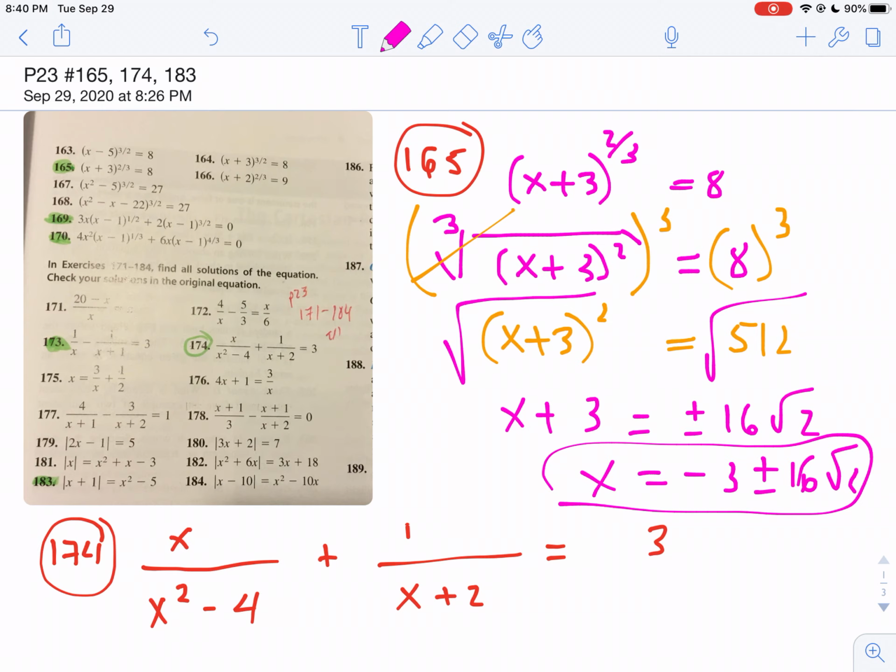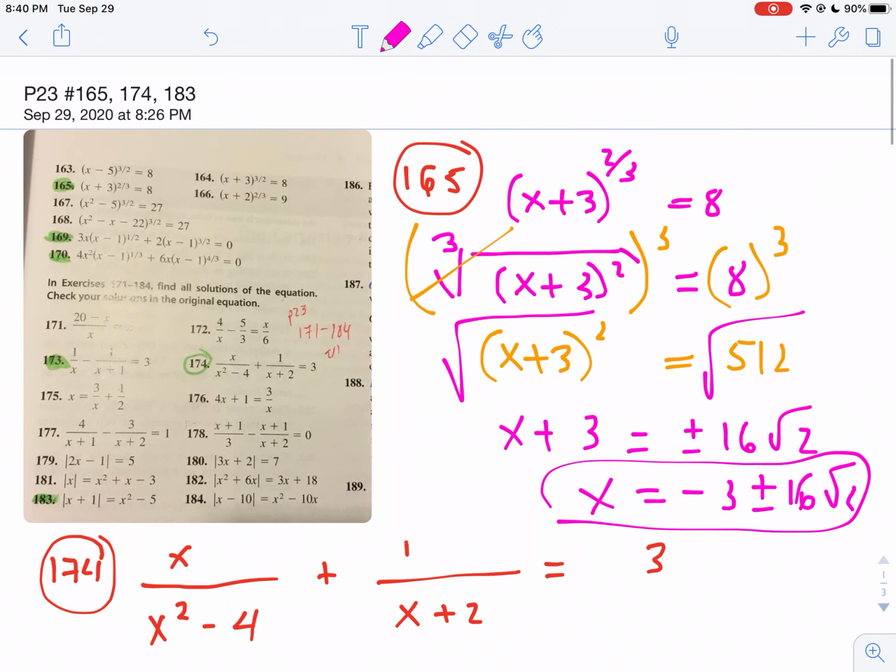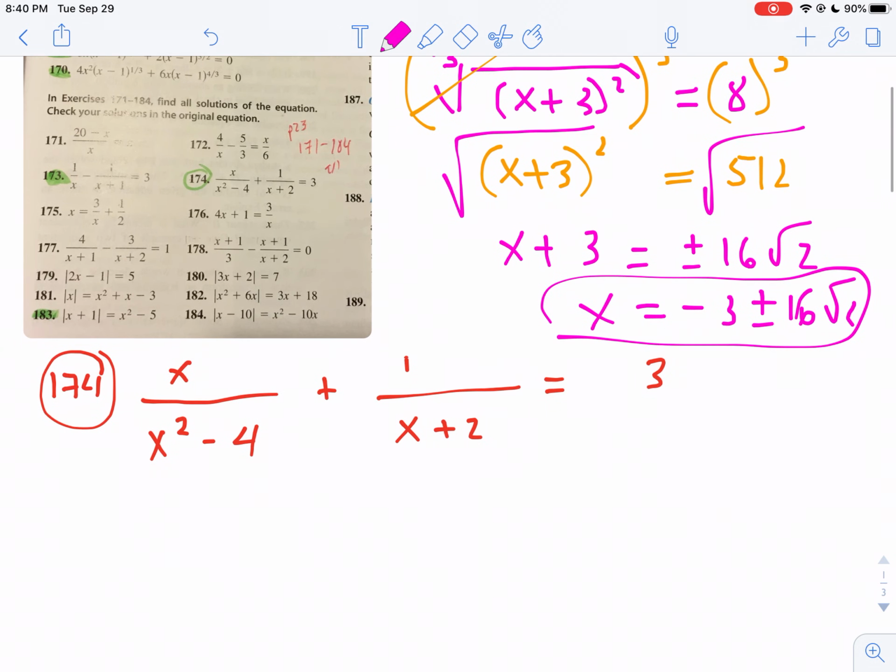I'm going to jump to number 74. Oh, by the way, always check your answer. They want you to check your answers, because anytime you multiply or divide an equation by a term, you either lose an answer or gain an extra answer, what they call an extraneous solution. So once you get these answers, make sure that you check them. If you don't check them and you circle both of the answers, it will be incorrect. All right, so number 174.